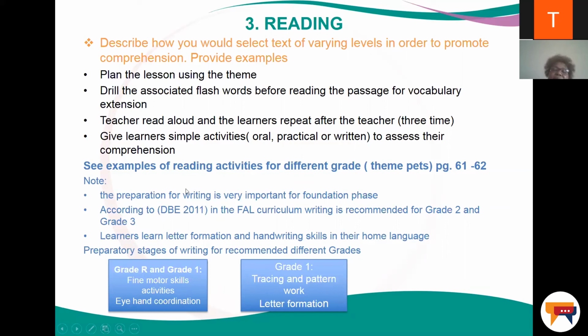Hence, according to DBE, they can start writing those comprehensions and whatever from grade 2 to grade 3. But your text must vary from one grade to the other. Learners learn letter formation and handwriting skills in the home language. Preparatory stages of writing recommended for different grades is this one. In grade R and grade 1, fine motor skills activities will be done. Eye-hand coordination activities will be done. In grade 1, they'll be doing tracing and pattern work and letter formation again.